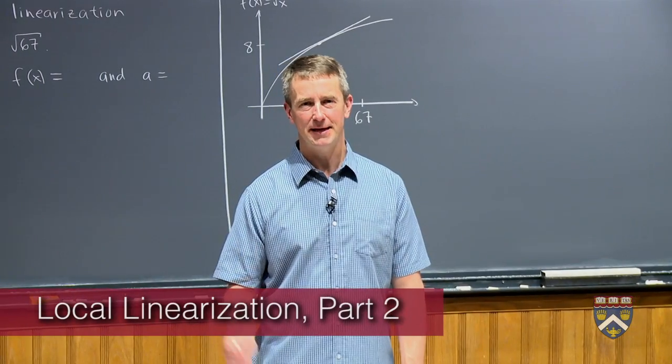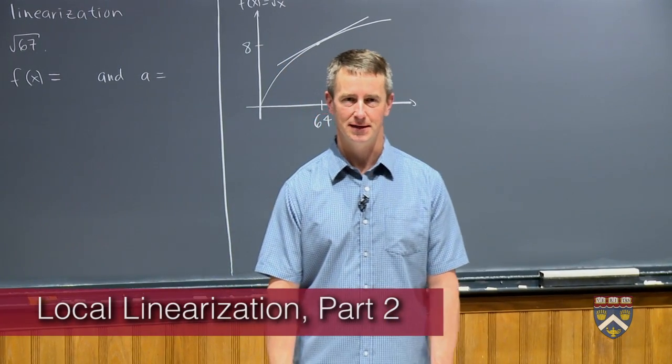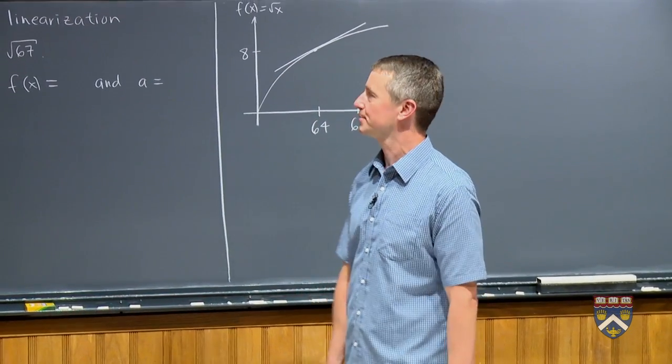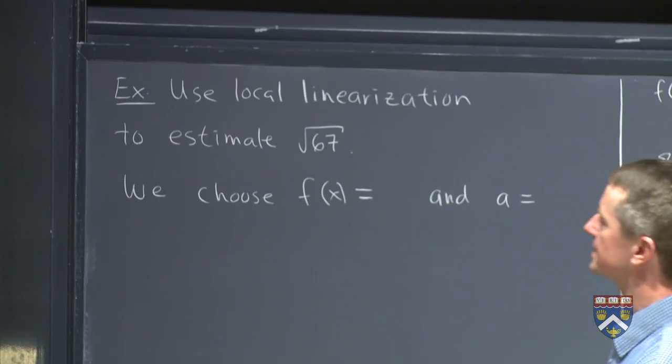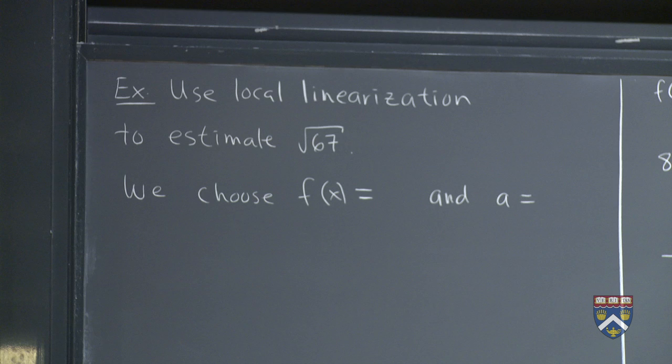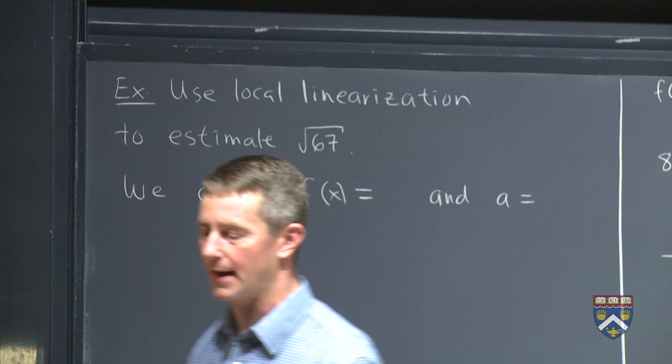So now that we know what the idea behind local linearization is and the definition, let's apply it to a specific example here. Use local linearization to estimate the square root of 67. So the problem doesn't even tell us what the function f of x is or what a is, the value where we sort of know what's going on. It's up to us to figure that out.